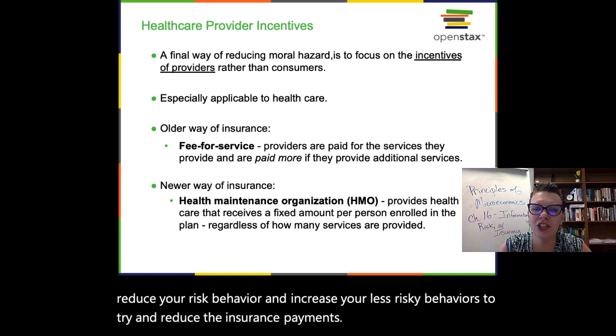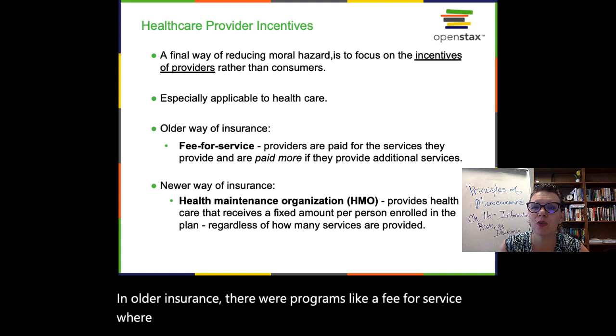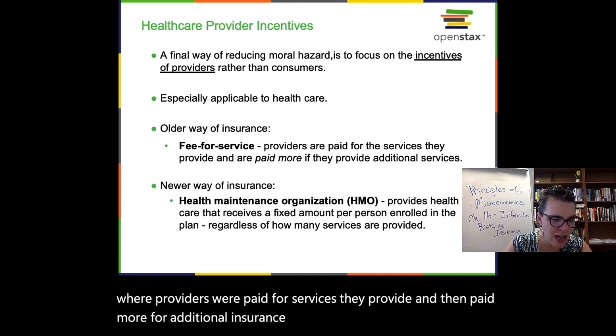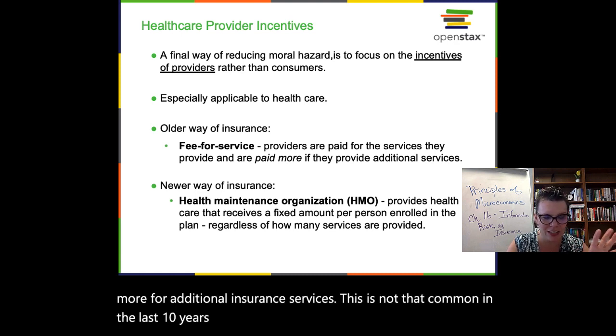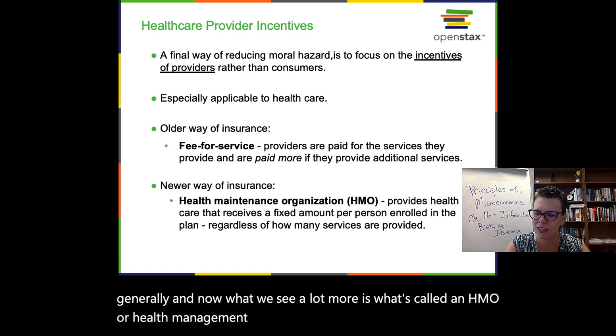In older insurance, there were programs like fee for service, where providers were paid for services they provide and then paid more for additional insurance services. This is not that common. In the last 10 years, in the early 2000s, this structure has gone away generally. And now what we see a lot more is what's called an HMO, or Health Maintenance Organization.